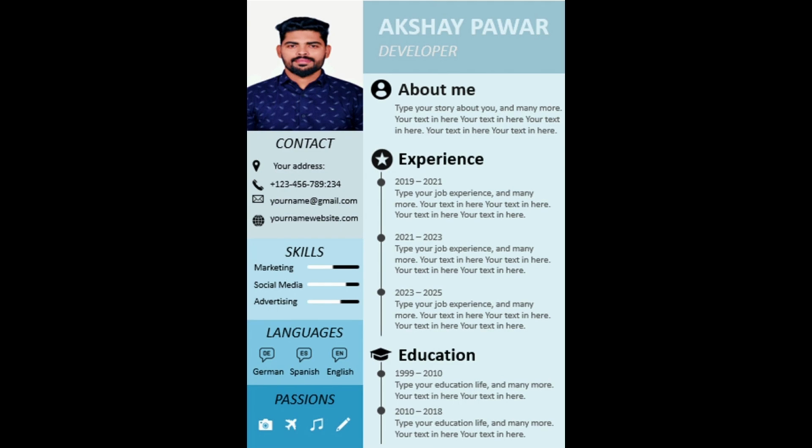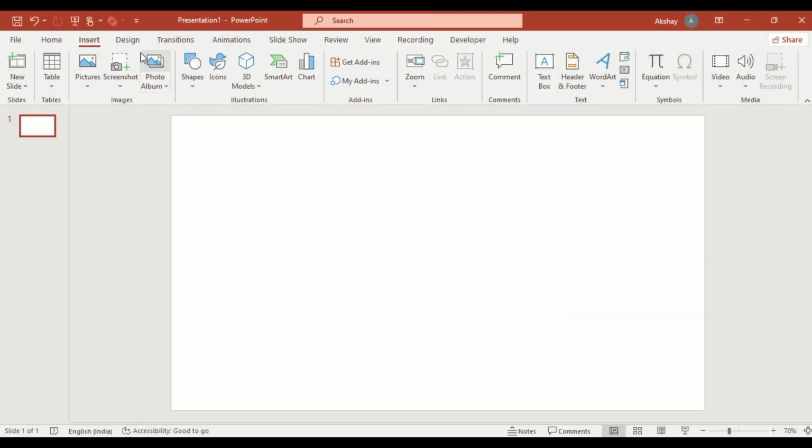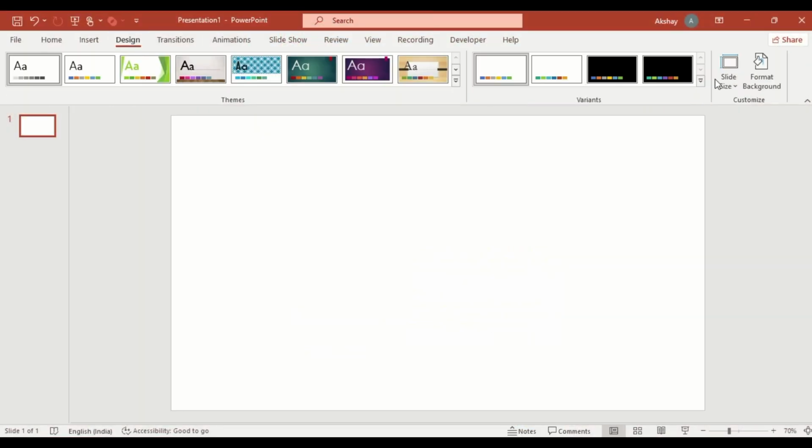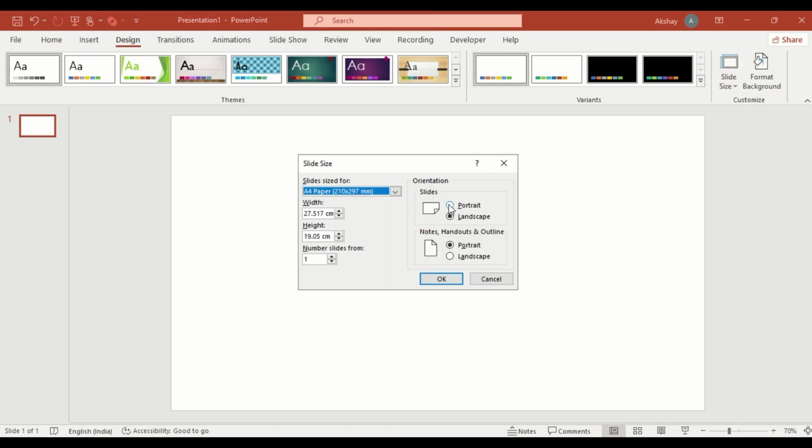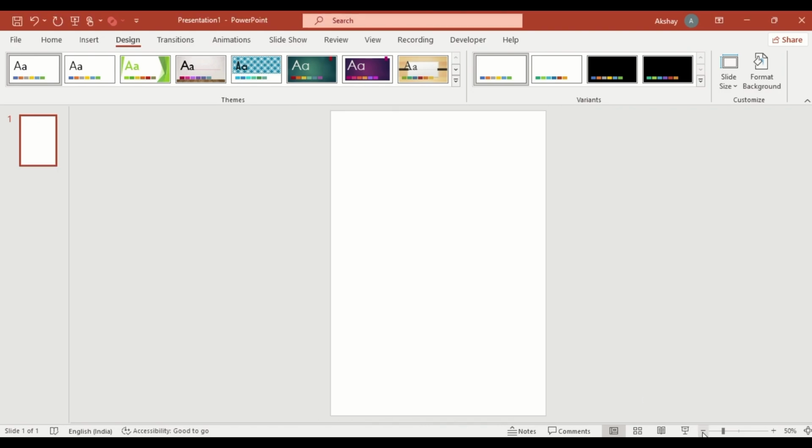Let's get started. Go to the Design tab, click on Slide Size, select Custom Slide Size, select A4 paper and set it to Portrait. Click on OK. Now, your slide is resume ready and printable.